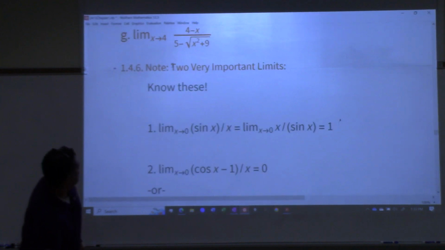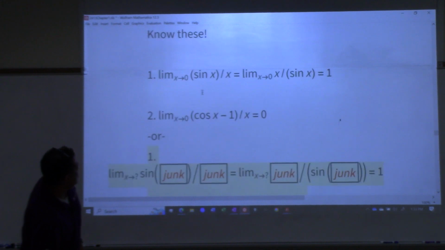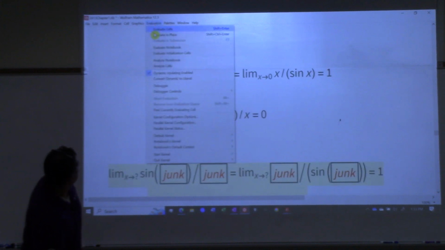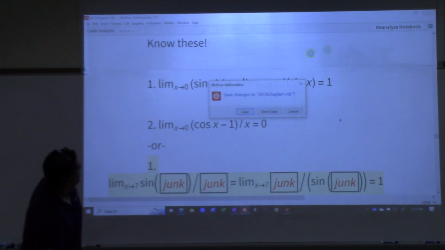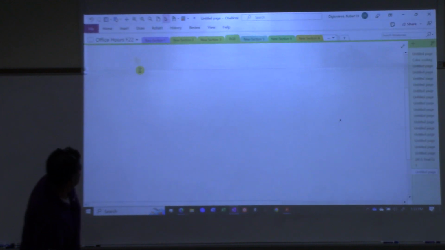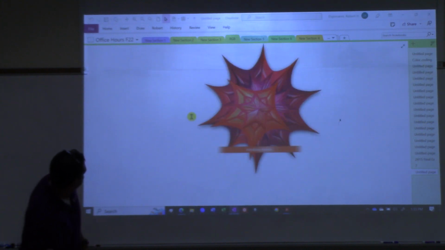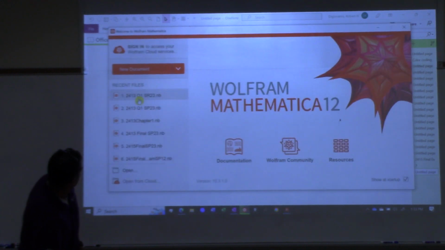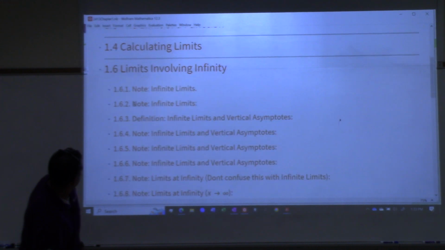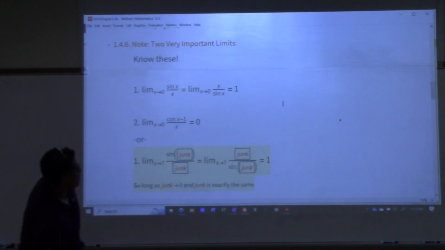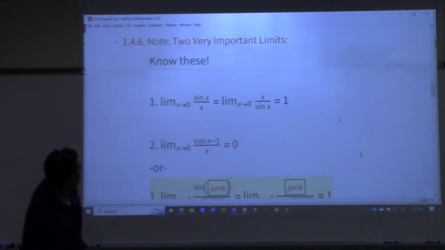The notes say two very important limits. I don't know why it looks like this. Let me evaluate the notebook again. I'm not sure why it's showing up like that. I don't like that at all. Let me not save that. Yeah, there we go. I'm not sure why that was looking like that.